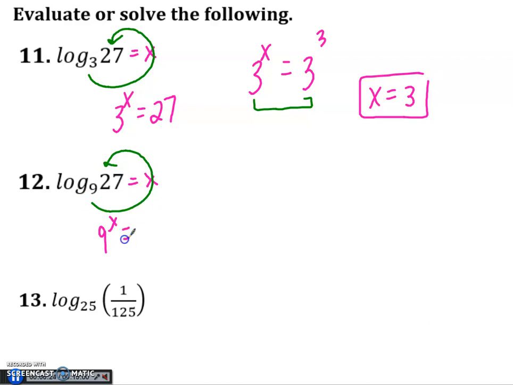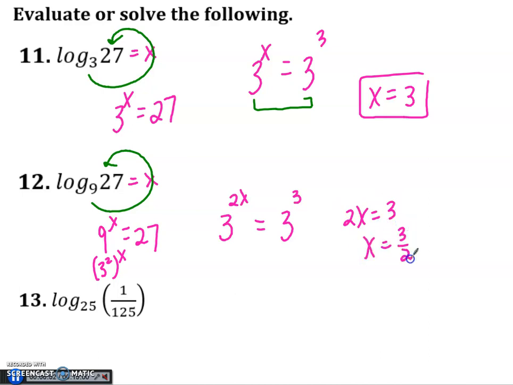9 to the x is equal to 27. Okay, in this case, we need to have my bases the same. 9 raised to any power is not going to give me 27. So let's break this back down. We're going to have 3 to the 2x, because 3 squared gives me 9, right? Is going to equal, how can I change 27? That's 3 to the 3rd power. So when my bases are the same, I can set my exponents equal to each other. 2x is equal to 3, x is equal to 3 over 2. Set this equal to x.